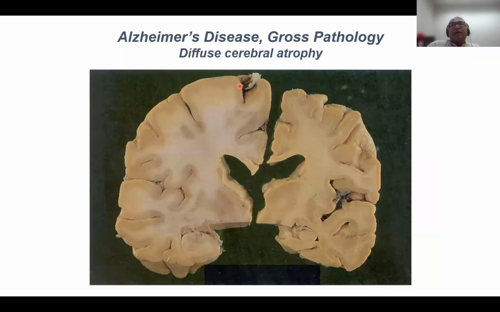And this is just a side-by-side comparison. This brain here on the right is an Alzheimer's disease brain. This brain here on the left is a normal brain. You can see there's general atrophy. The ventricles here are slightly larger. The hippocampi in particular are very small. And so this is just a clue for Alzheimer's disease.